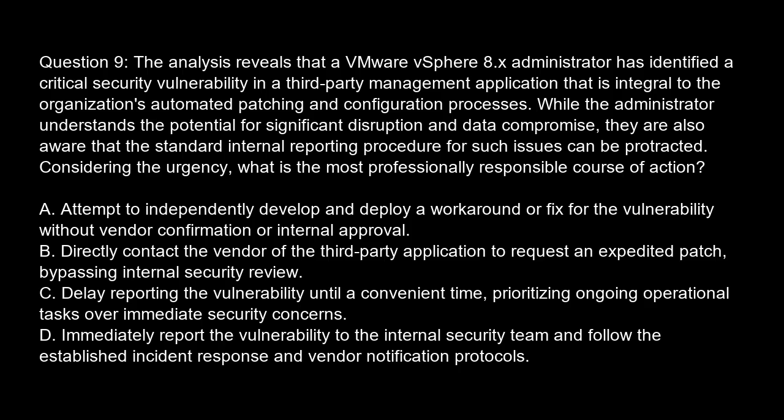Option A. Attempt to independently develop and deploy a workaround or fix for the vulnerability without vendor confirmation or internal approval. Option B. Directly contact the vendor of the third-party application to request an expedited patch, bypassing internal security review. Option C. Delay reporting the vulnerability until a convenient time, prioritizing ongoing operational tasks over immediate security concerns. Option D. Immediately report the vulnerability to the internal security team and follow the established incident response and vendor notification protocols.